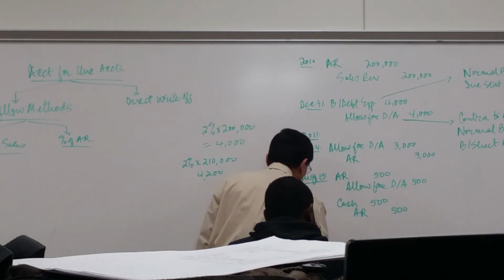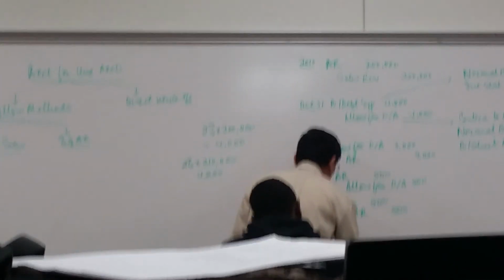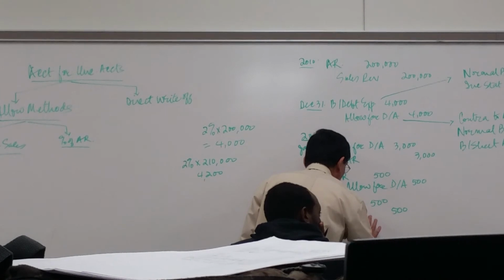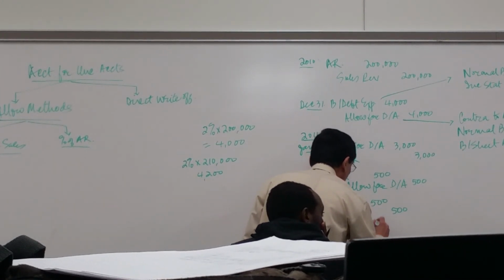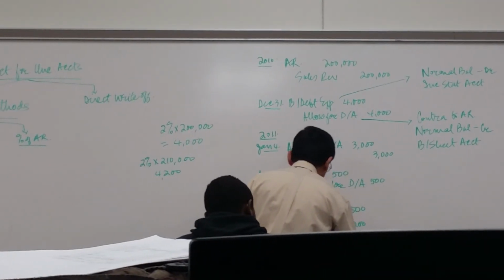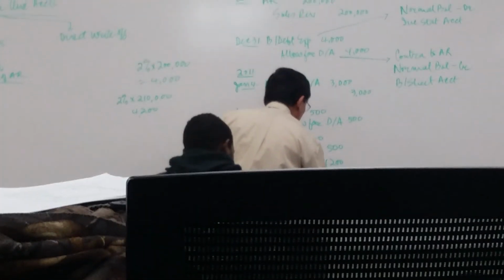So December 31st, you will debit bad debt expense, $4,200, and credit allowance for doubtful accounts, $4,200. You feel this?